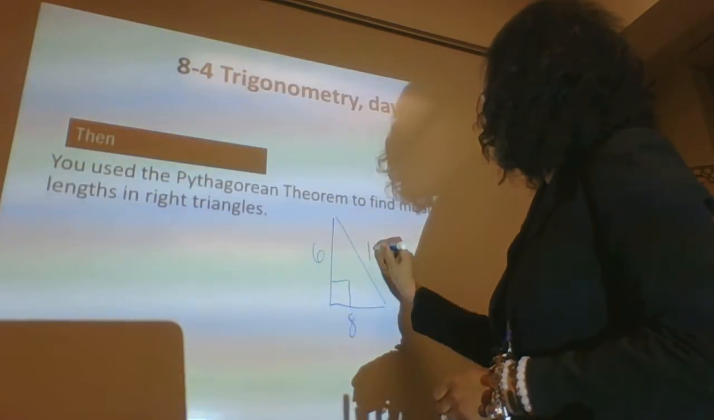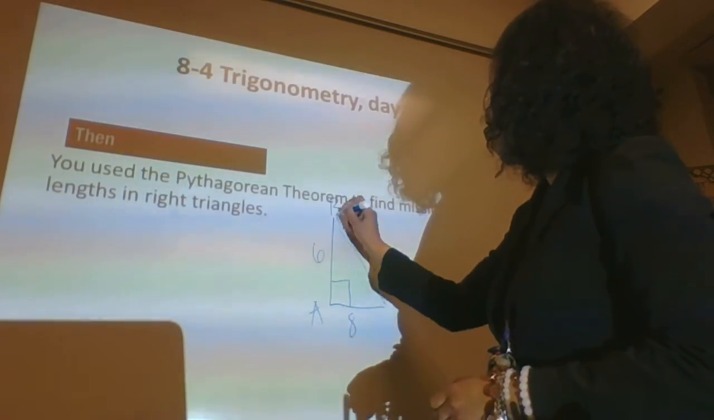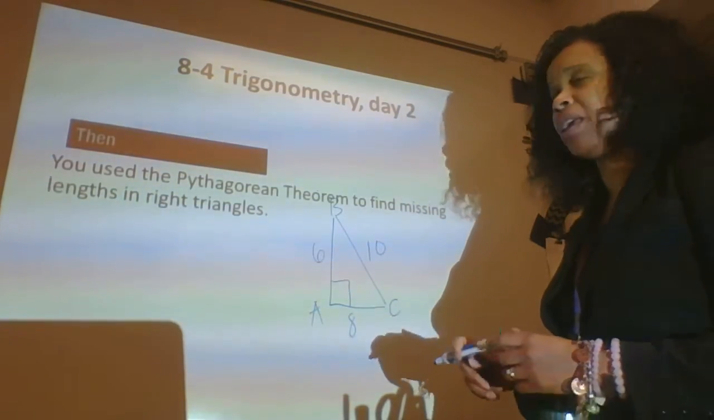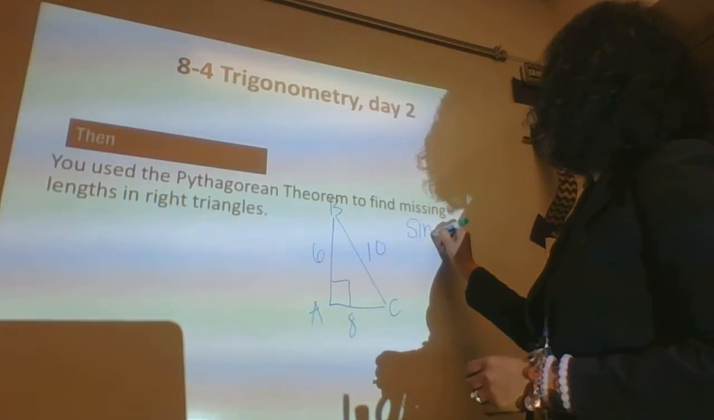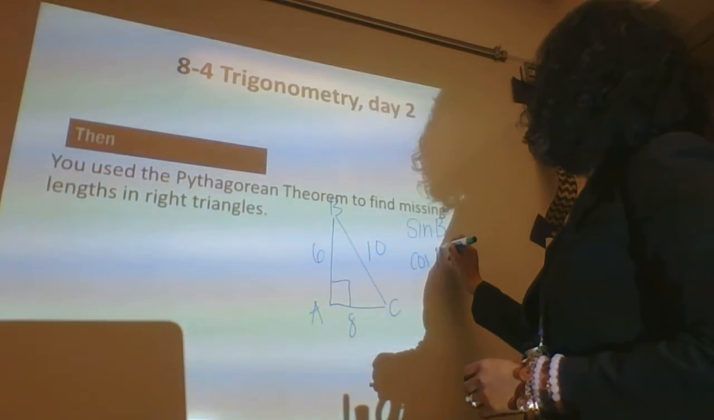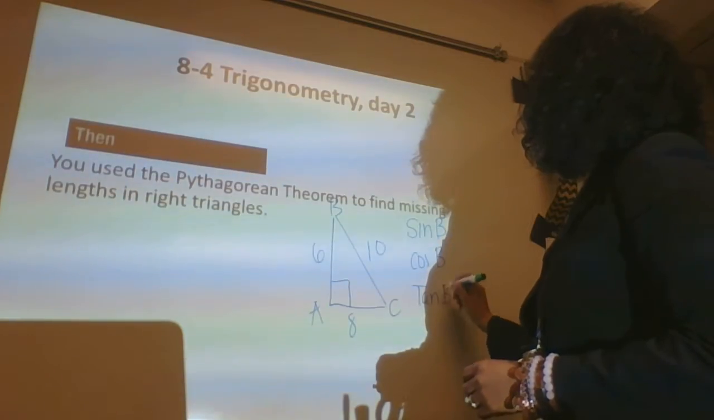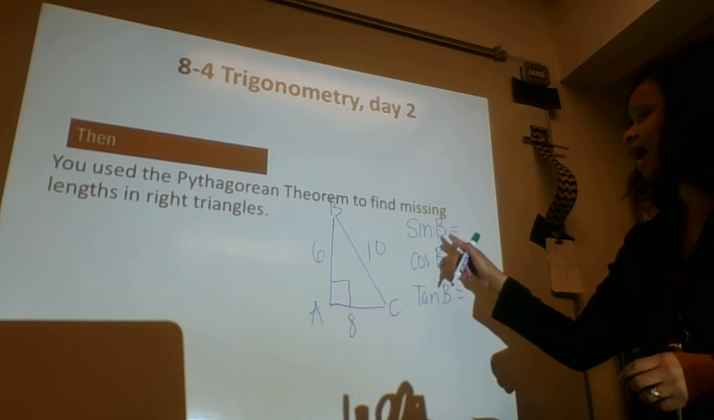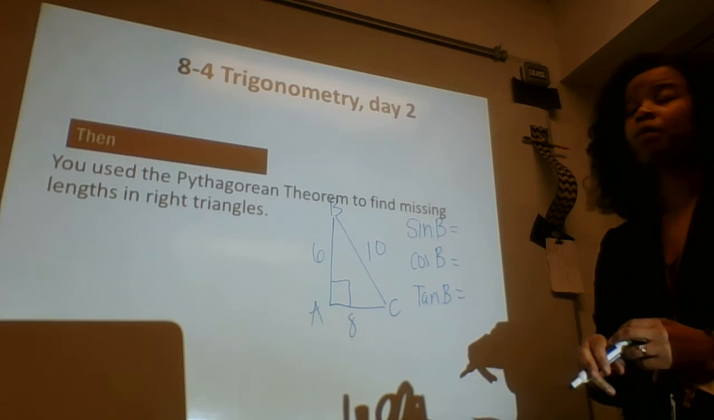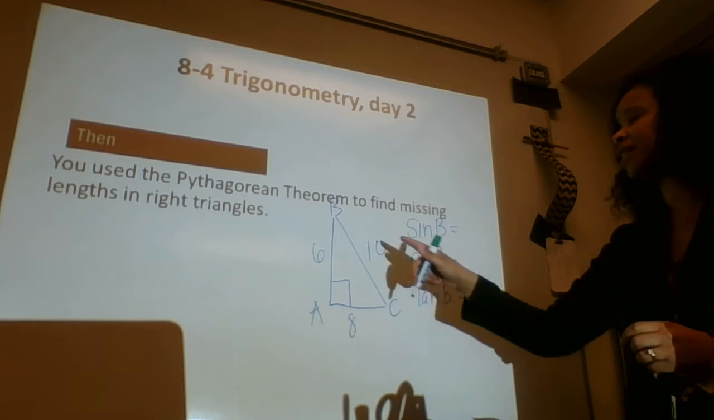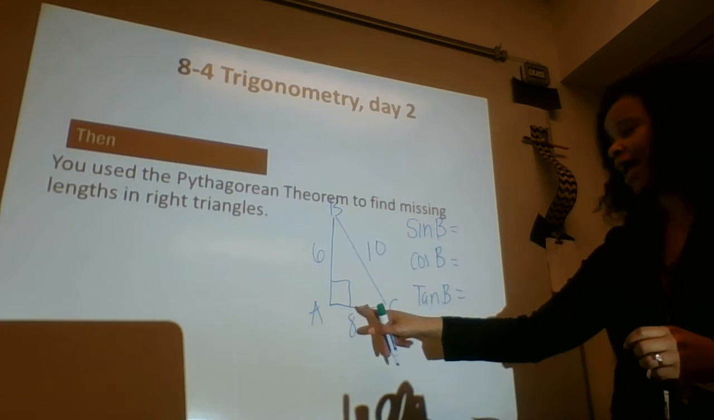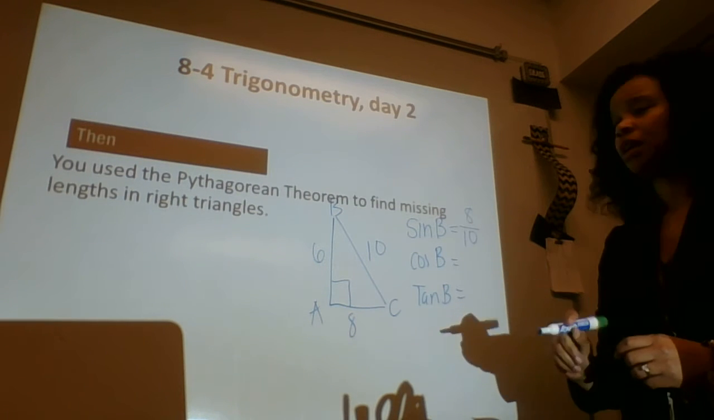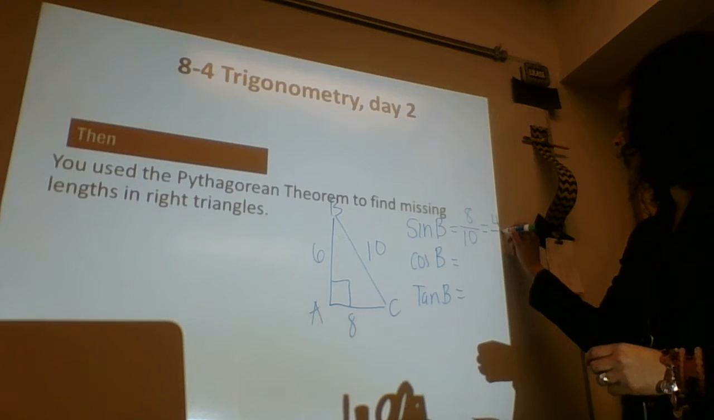6, 8, 10. And this is triangle ABC. If I ask you for the sine of B, the cosine of B, and the tangent of B, tell me what those are. What is the sine of B? What's sine again? Opposite over hypotenuse. So what is opposite to angle B? 8. Very good. 8 over what? The hypotenuse, which is 10. Which is 4/5. You can reduce that to 4 over 5.